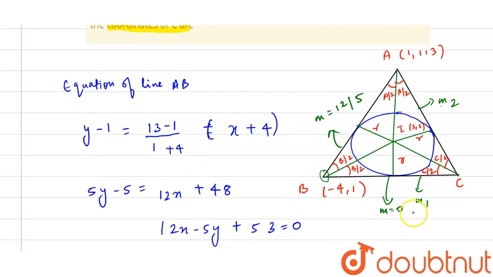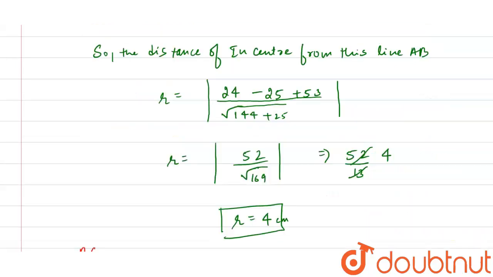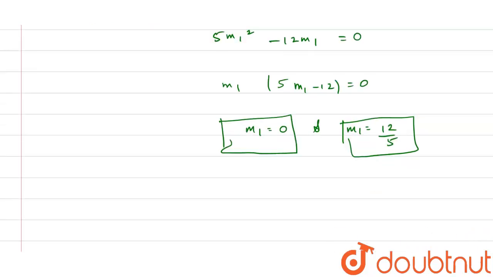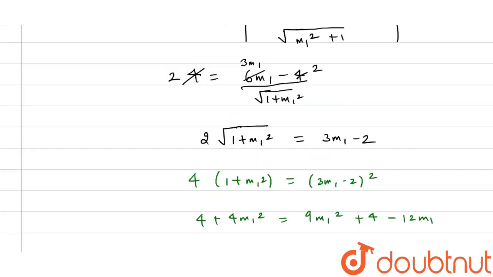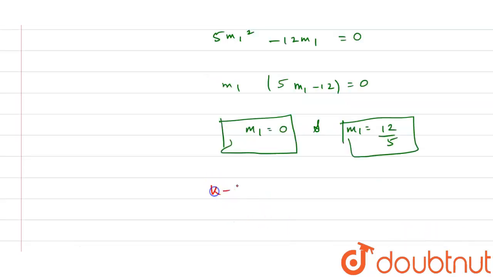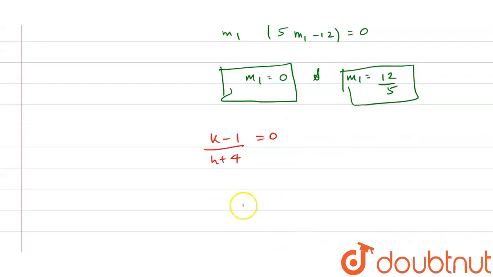Now let us take the C coordinate as h comma k, and we know that the slope of the line BC is m equal to 0. So using the slope point formula, k minus 1 divided by h plus 4 is equal to 0. So we get k minus 1 equals 0, and we can say that the value of k is equal to 1.